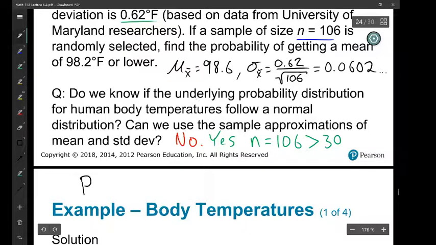So this sentence here, find the probability of getting a mean of 98.2 or lower. We'll write here as probability of x. Lower means less than. So lower than 98.2.